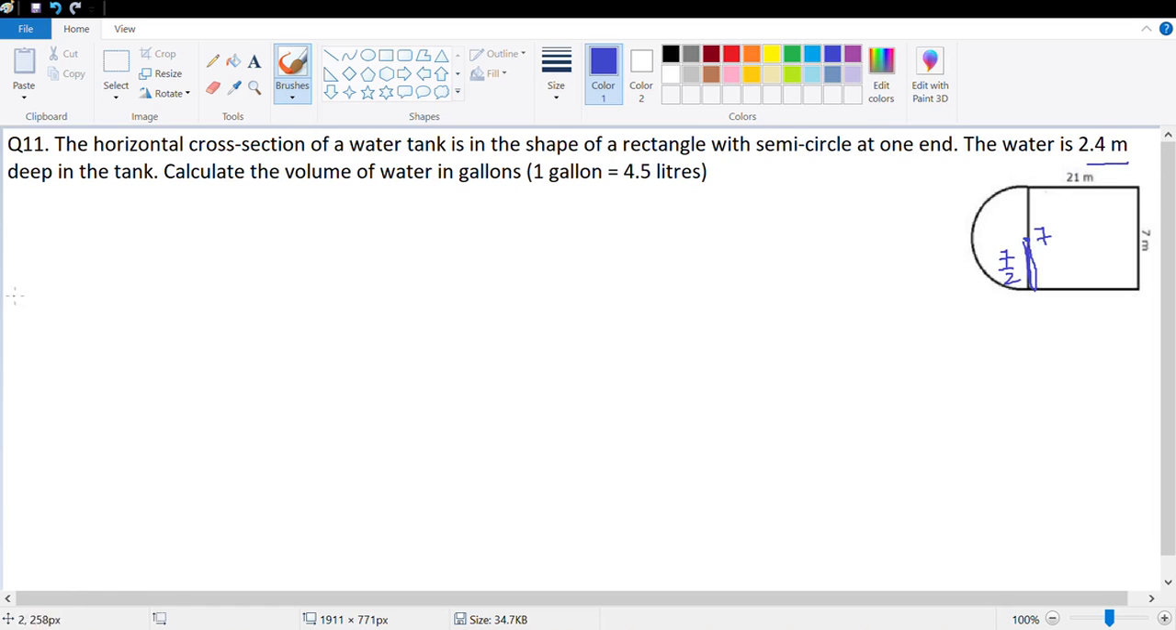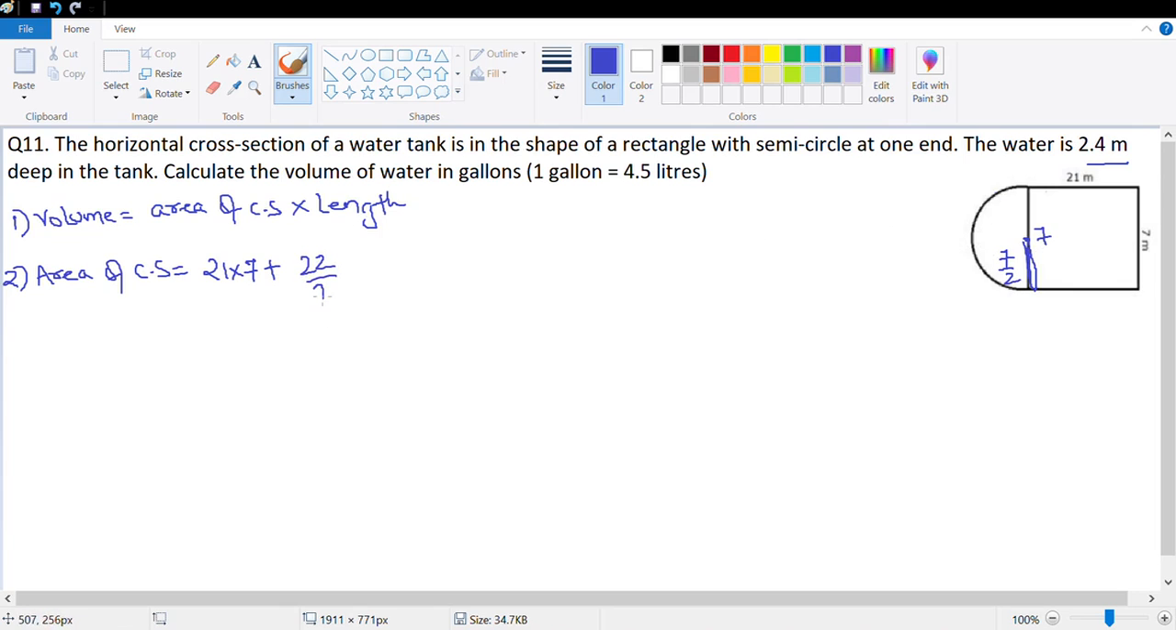Calculate volume. So number 1, volume will be equal to area of cross section multiplied with length. And next, let's calculate area of cross section. So area of cross section would be equal to area of the rectangular part, which is 21 into 7, plus area of this semicircle, which is pi r square upon 2. Yes, area of a circle is pi r square, which means this will be pi r square upon 2. So that's 22 upon 7 r square, that's 7 by 2 into 7 by 2, upon 2. That's 7 and 7 get cancelled, 2, 1, 2, 11.